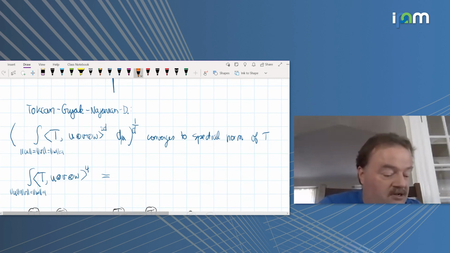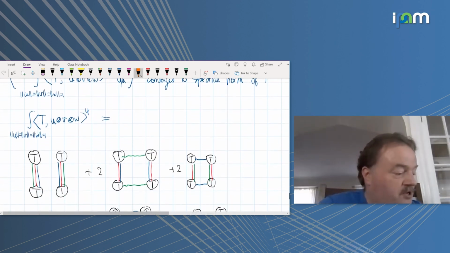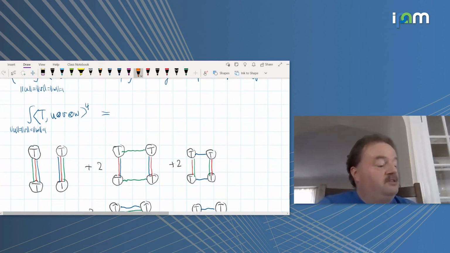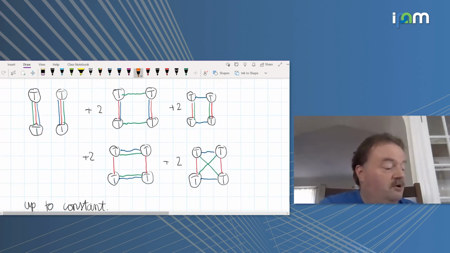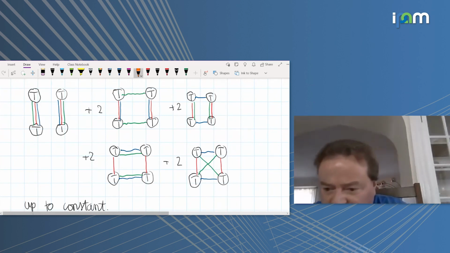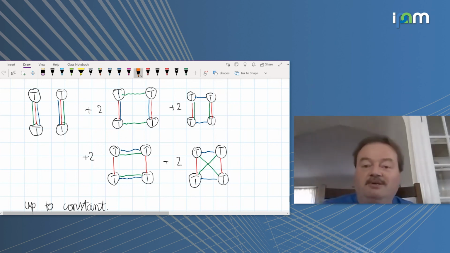And so we did this calculation, and then I stop here. So for example, if you take the 4th power and we integrate that, then up to a scalar, we get this combination of these diagrams. With these colors, we call them colored Brauer diagrams. But maybe I'll stop here because my time's up, sorry for going maybe slightly over time.